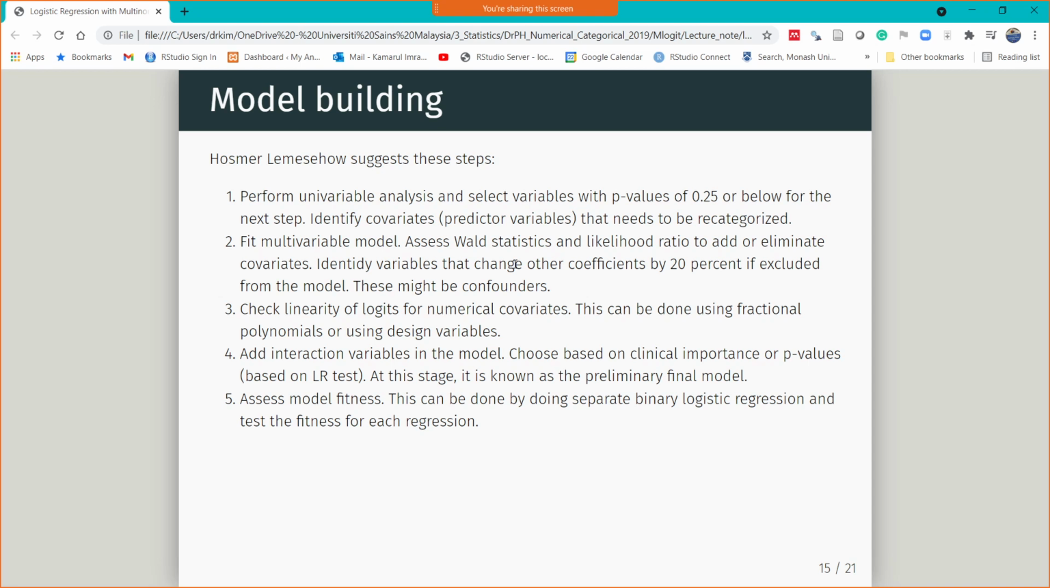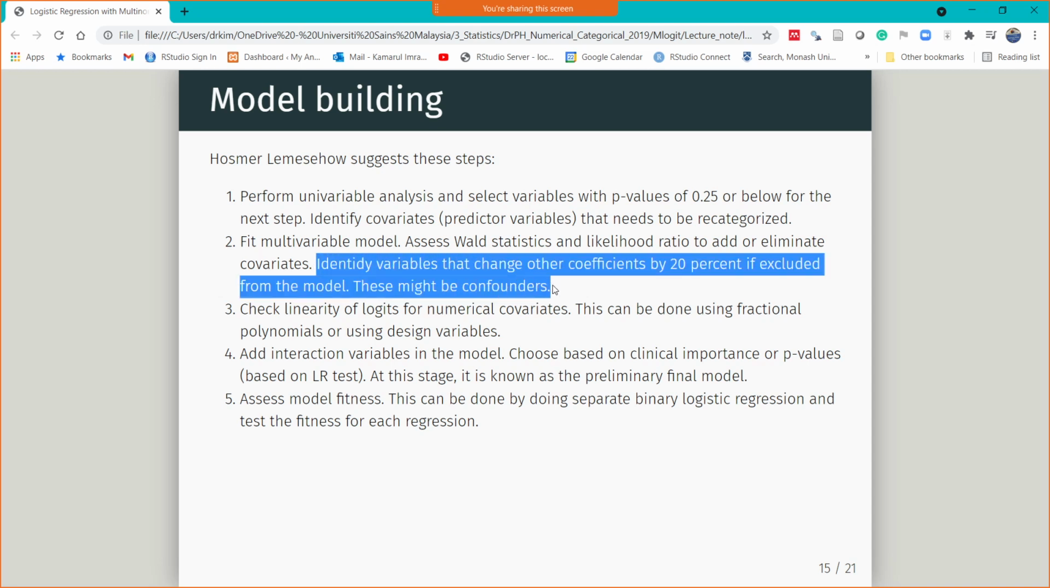If, for example, you have a model with covariates A, B, C, D, and suddenly you decide that you want to drop D. Okay, you got covariate A, B, C, D, and now you are thinking, can I drop variable D? Okay, what you can do is you can drop variable D.